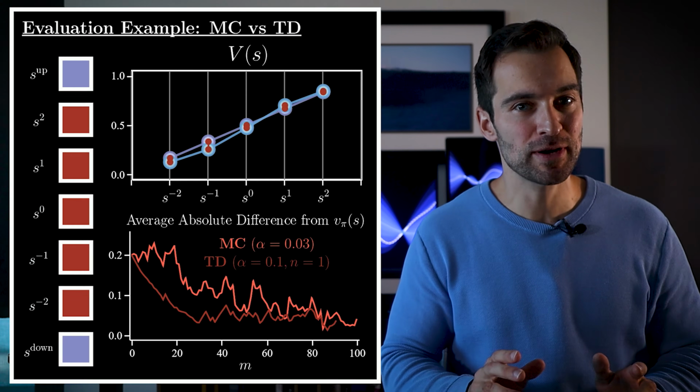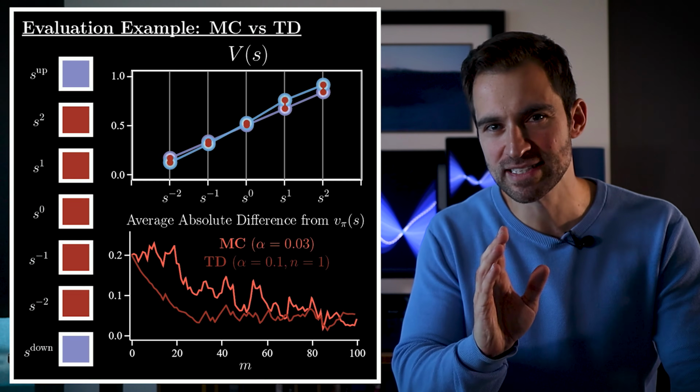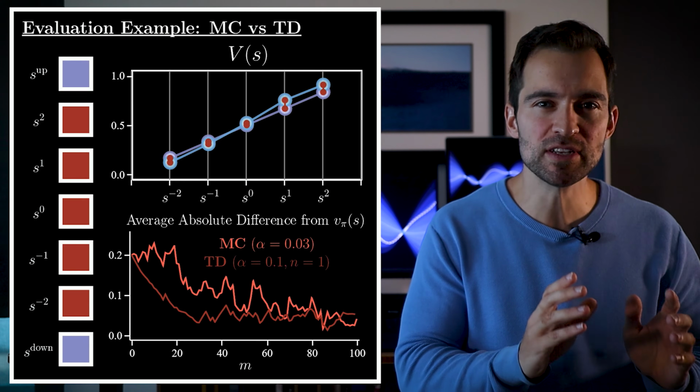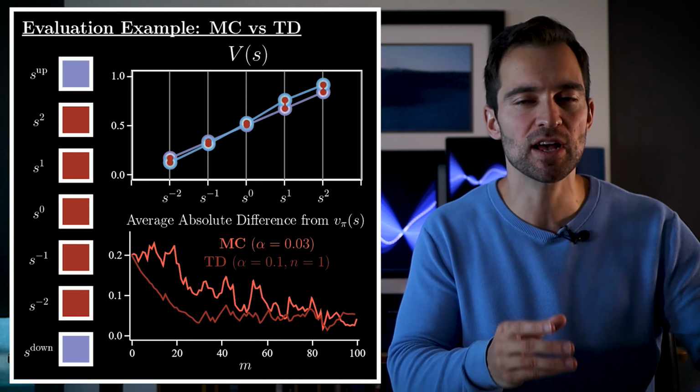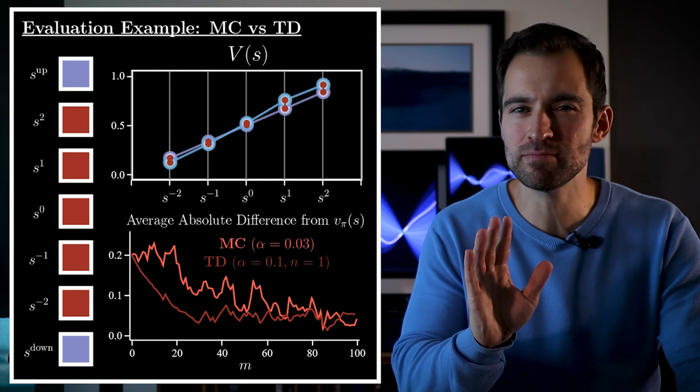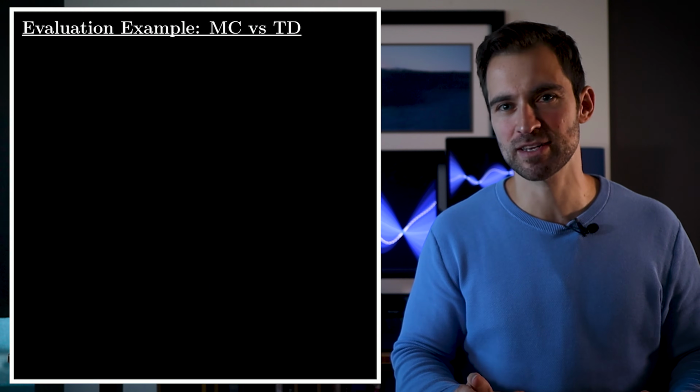It looks like TD does a better job, certainly in the short term. But this isn't a complete comparison. The randomness of a single run and the specific choices of alpha and n make this view a bit too specific. So let's try something different.